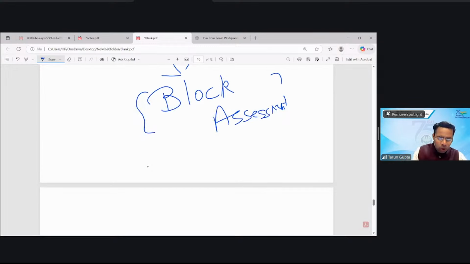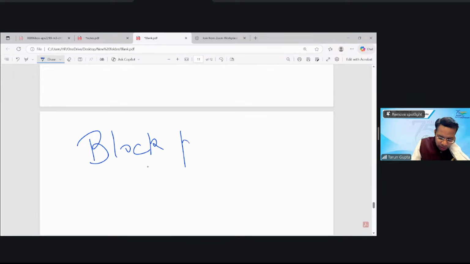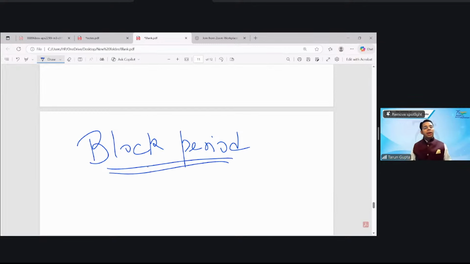So what are those multiple years? Very important. Very, very important. Just focus on me. Okay. So the law says in case of search, you have to identify the block period. What is the block period?